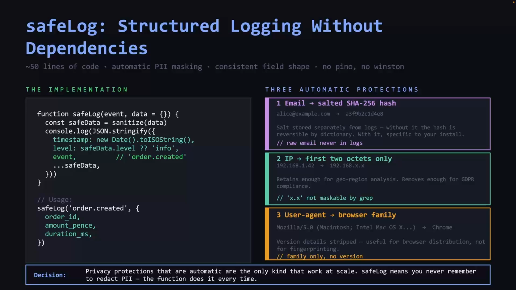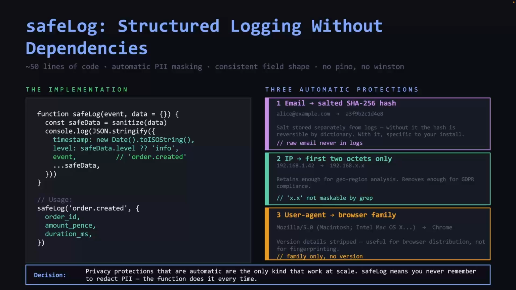The first protection is email to salted SHA256 hash. alice@example.com becomes a hash. The raw email never appears in logs. The salt matters. Without it, SHA256 of any known email address is deterministic and reversible by anyone with the logs and a dictionary. With a salt stored separately from the logs, the hash is specific to your installation and cannot be reversed without it. This is the kind of defense that survives an attacker who has read access to your log storage.